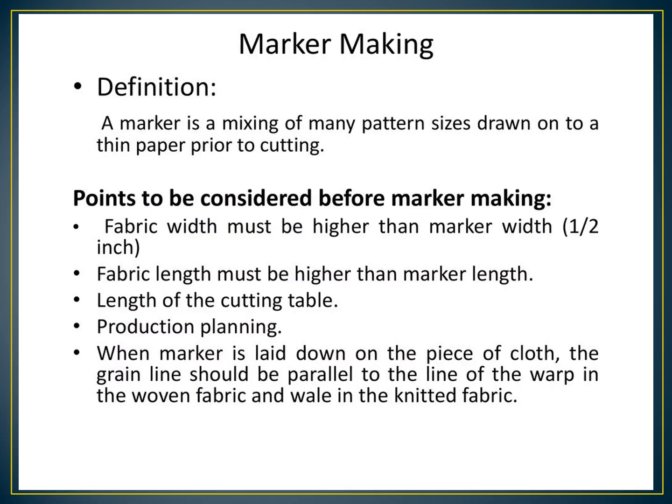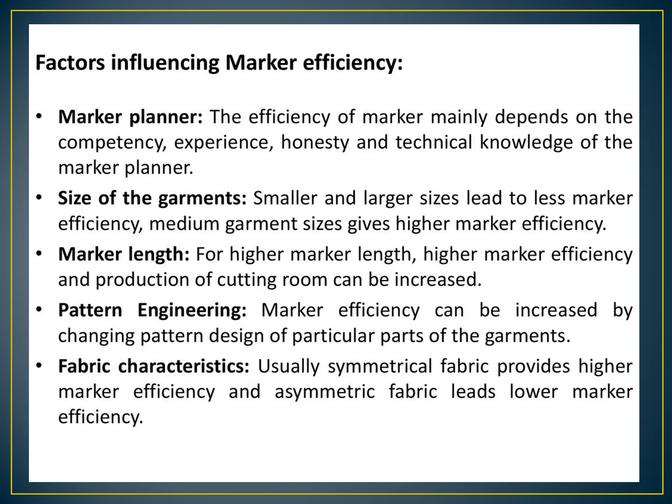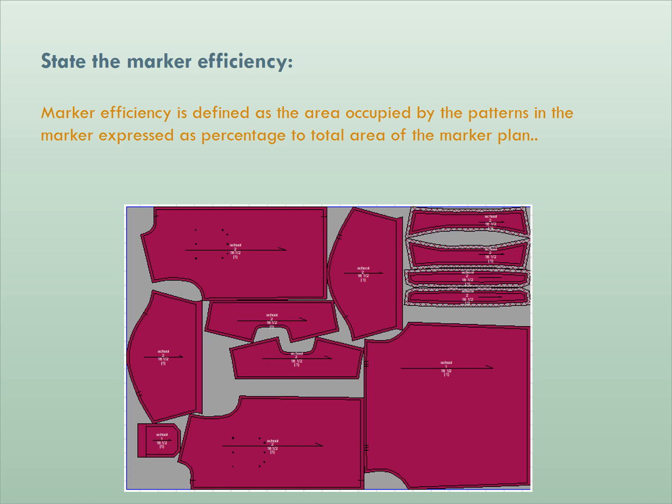What is marker making? A marker is the arrangement of any pattern sizes drawn onto a thin paper prior to cutting. Factors influencing marker efficiency: the marker planner, who is planning to make the marker, the size of the marker, then the size of the material, which depends on the marker efficiency and the marker length, pattern engineering, fabric characteristics. So these are important issues in marker making.